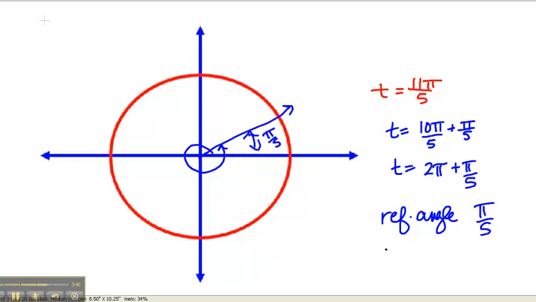Because you could find it as 11 pi over 5 minus 2 pi.